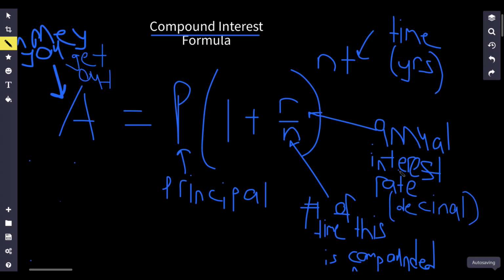And most of the time, or literally pretty much all the time, what you got to do is convert the percent into the decimal. So if my annual interest rate is 4%, I would just write 0.04 for R. Okay, just convert into decimal.